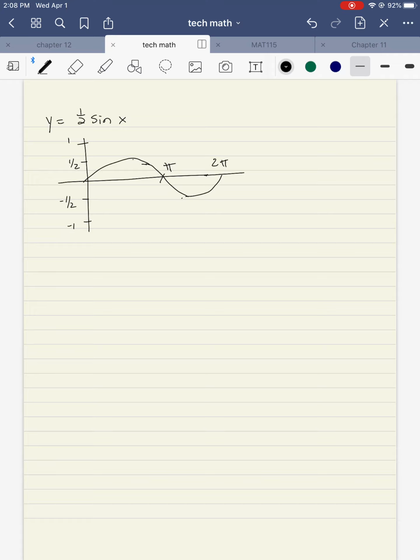If you have y equals a positive 1/2 sine x, again you still have the general shape of a sine wave curve, starts at 0, ends at 2 pi, but this time the amplitude is only a half and minus a half, as you can see from there.